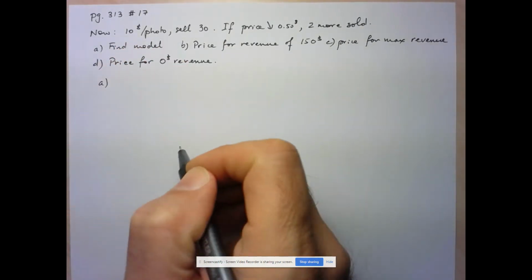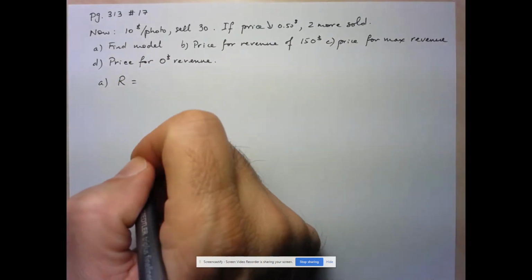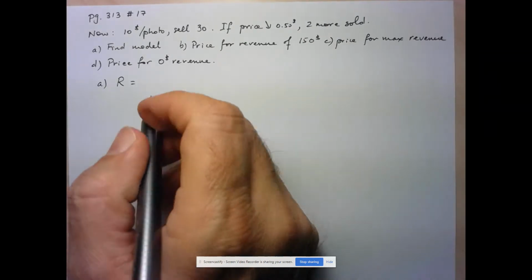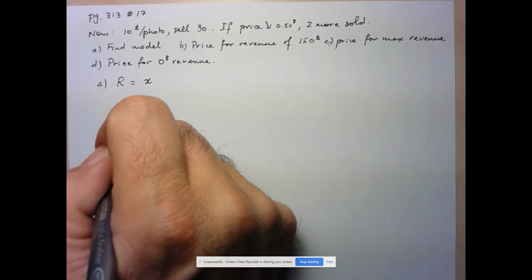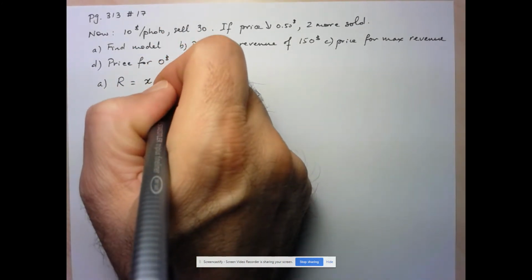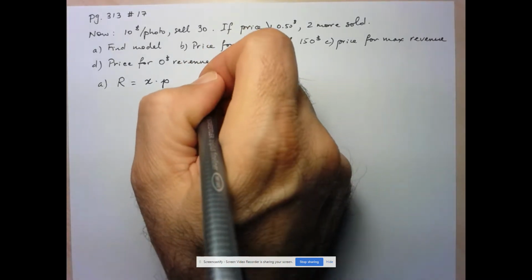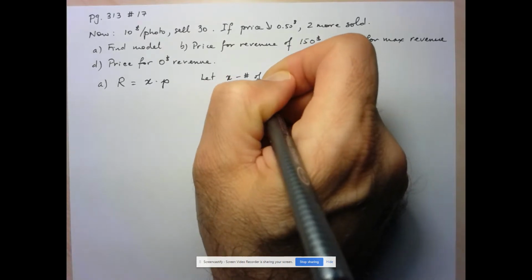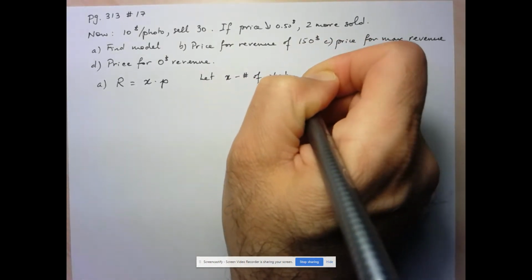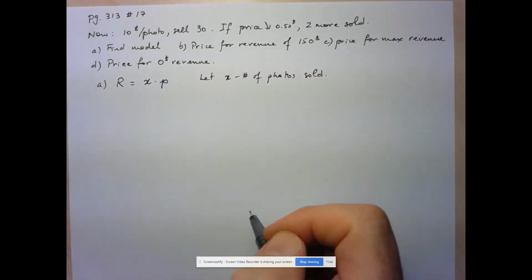Okay, now the way we're going to solve this is first of all to recognize how one makes revenue. Okay, so one makes revenue by selling, in this case here, photographs. So we're going to let our variable x represent the number of photographs that you sell, and then we're going to multiply that by the price per photograph. Okay, so here, first thing we're going to do is say let x be the number of photos sold. Okay, so it's very important to be very specific as to what the variable represents.